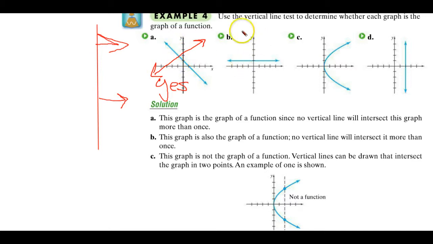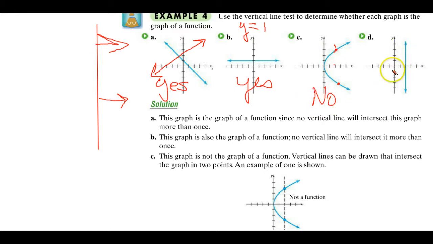All right, now here we have an equation, y equals 1. It's a horizontal line. Does a horizontal line pass the vertical line test? And the answer is yes. Now here we have a sideward parabola. Does this pass the vertical line test? No, it's intersecting in two places. So this is a no.